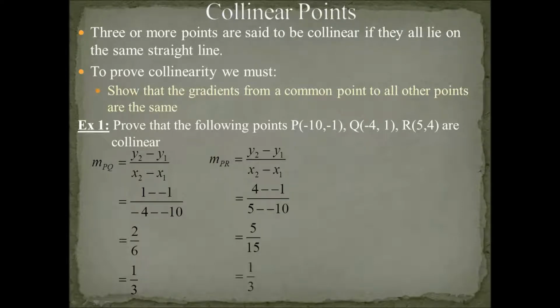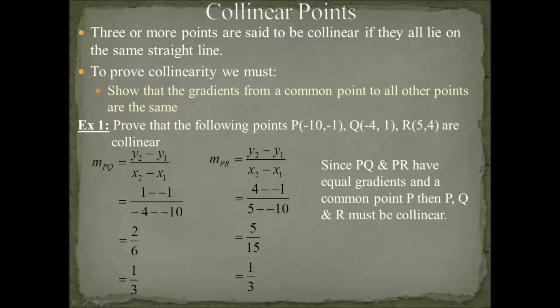Find the gradient of this one. Thankfully, it also turns out to be 1/3 because I need that to be the case for collinearity. Then I would make a statement. Since PQ and PR have equal gradients and a common point, P, then P, Q, and R must be collinear. That statement needs to include reference to the equal gradients, reference to the common point, before you then state that it's collinear.